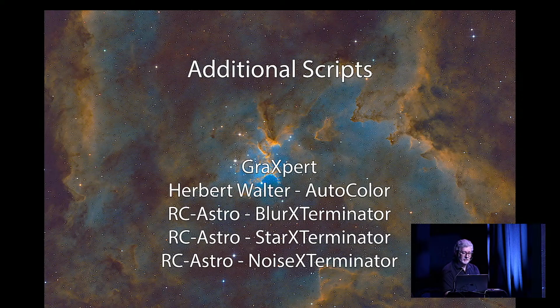So AutoColor is free. I don't know if I mentioned it. Blur Exterminator, Star Exterminator, and Noise Exterminator from RC Astro are not free, but they incorporate some of the newer AI tools for each one of those kinds of things that it's hinting at there. The AI tool is not quite cheating. I'll get into what they're doing specifically when I use those tools, but they're basically combining a lot of processes that I used to have to do manually, and it is now drag and drop. So I'll explain that as we get into it a little bit, so let's just dive in.